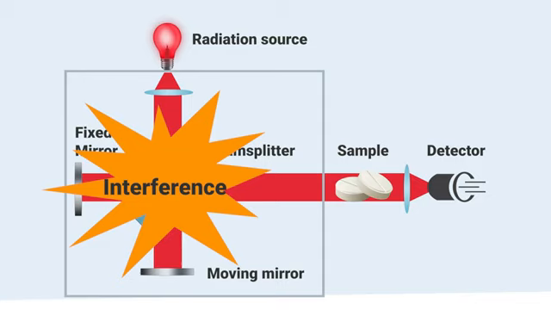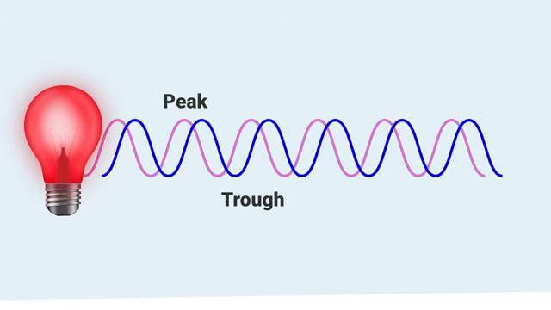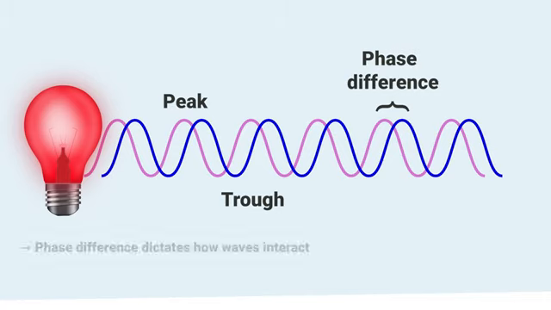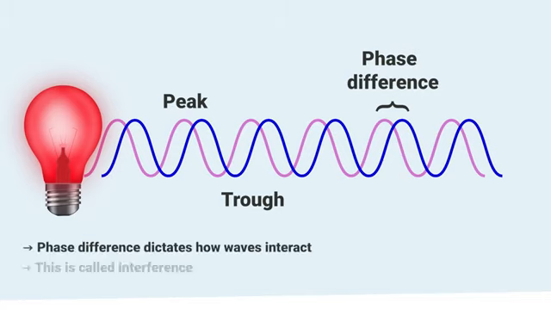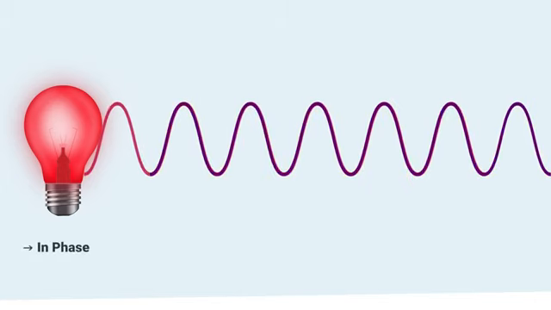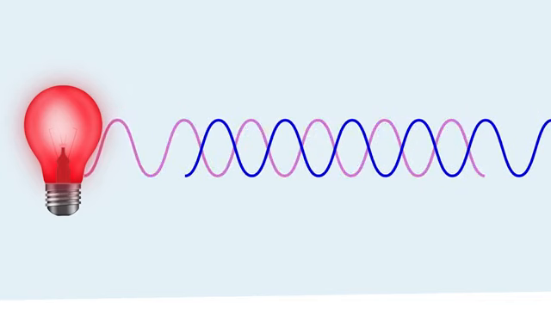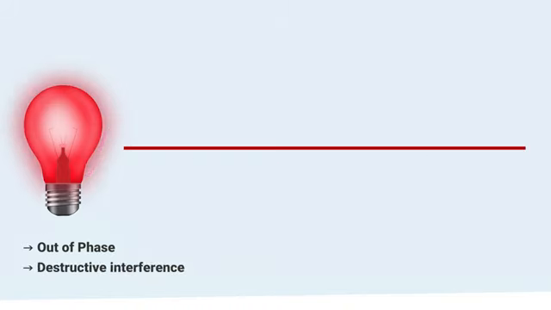Now, to understand this better, we have to have a look at how light behaves. Light travels in waves with peaks and troughs. Where these peaks and troughs occur in space is called the phase of the wave. Two waves may have different phases, which is called the phase difference. This difference dictates how they interact, which is called interference. If the peaks and troughs of the two interacting waves match up, the waves are said to be in phase, and the resulting interference is called constructive interference. If the peaks of one wave match up with the troughs of the other wave, the waves are out of phase and the result is destructive interference instead.